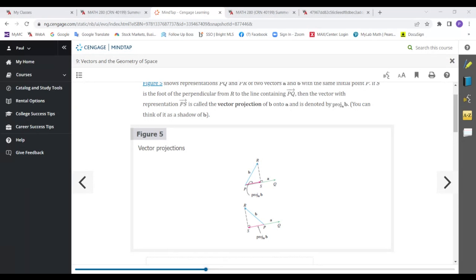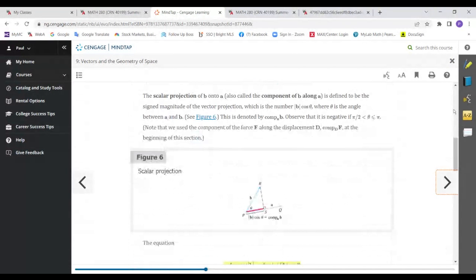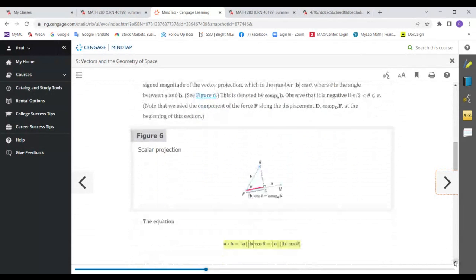Similarly, in the second picture, if the vector B is going that direction and you project that down onto the vector A, you're going to get that projection. So we are interested in being able to find what these projection vectors are. Of course, we recognize again that we have a right triangle here. By the way, in the ebook you can explore vector projections, so there's some interactive materials. Feel free to look at those.